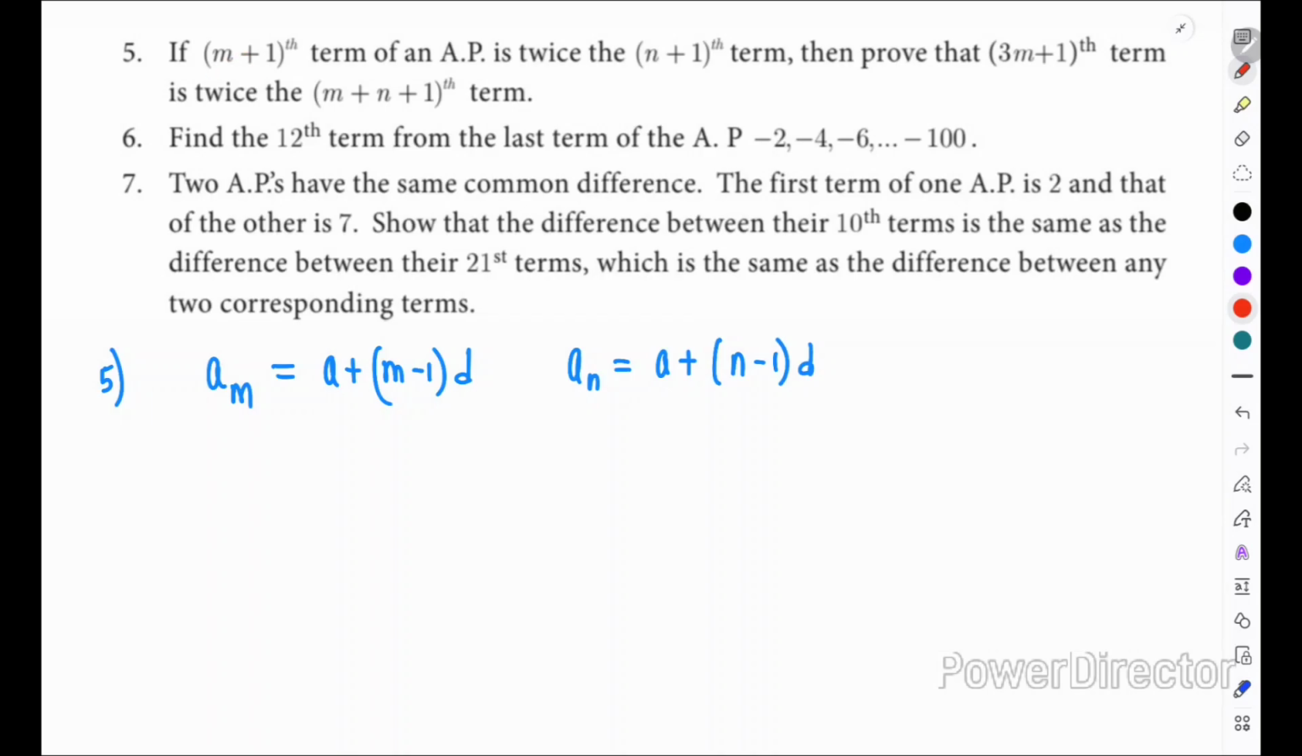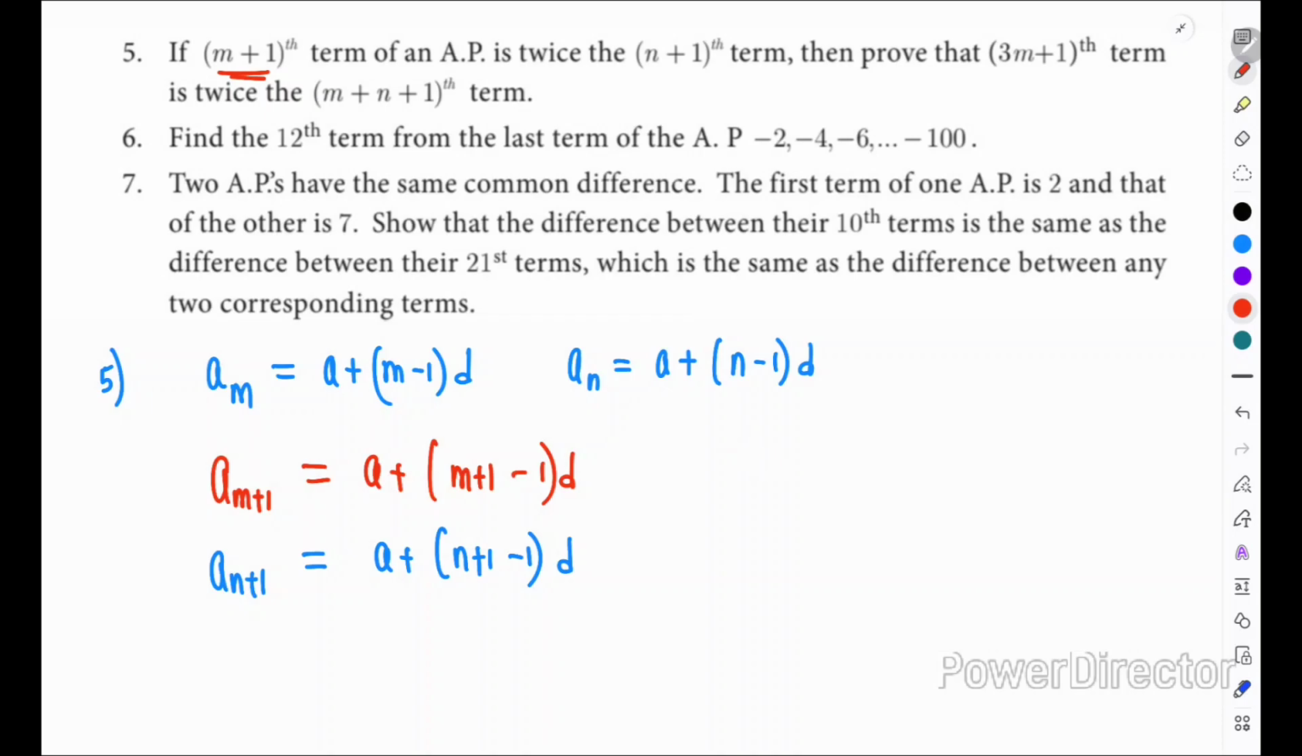So now what is given in the question, you should read. It is a_(m+1). So how do you write? a plus, in place of m you will replace m plus 1, then minus 1 into d. They are giving that m plus 1th term. So wait, let me read. The m plus 1th term of an AP is twice the n plus 1th term. So I can say that a_(n+1), how do I write this? a plus (n plus 1 minus 1) into d. So here it's given that a_(m+1) is twice a_(n+1).